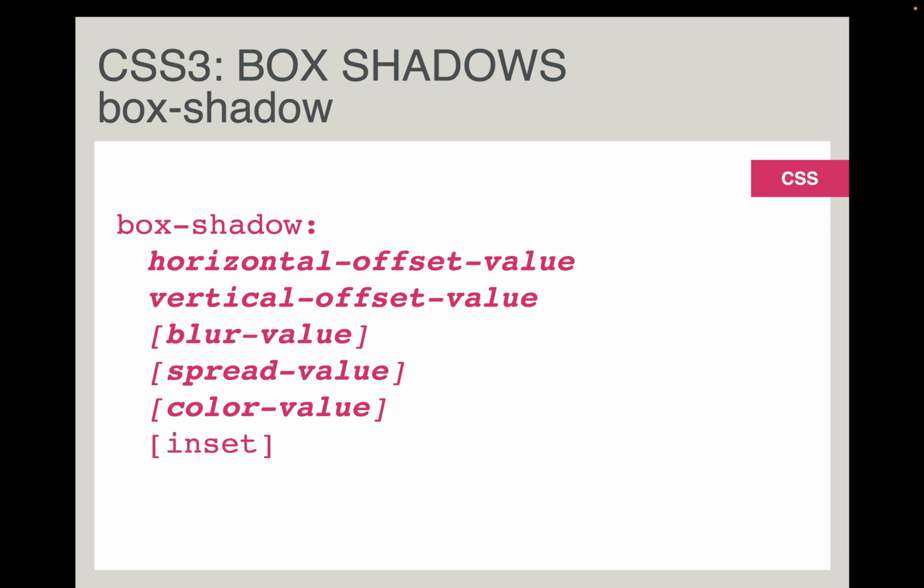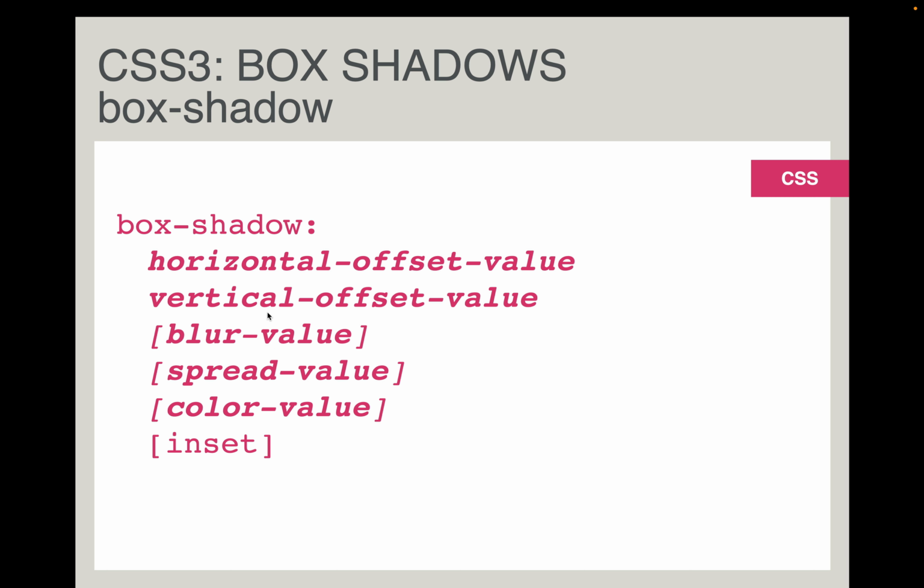We can put a shadow behind boxes. And these are the apparently six different properties, which is a lot. So hang with me here, and then I'll show you an easier way of dealing with this. Notice these things that are in square brackets mean that they're optional, and they have some default value if you don't set them.